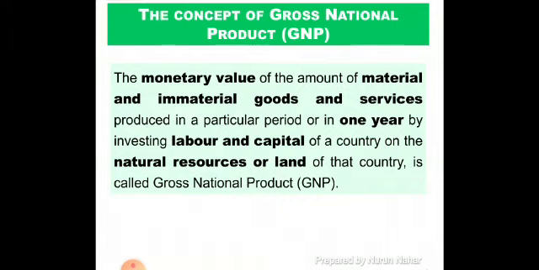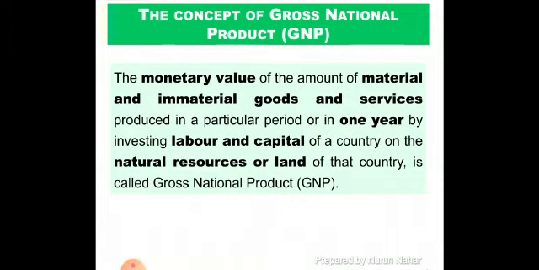Labor and capital, these two are factors of production. Natural resources or land is also one of the factors of production. Let's see the definition. The monetary value of the amount of material and immaterial goods and services produced in a particular period of time or in 1 year by investing labor and capital of a country on the natural resources or land of that country is called gross national product or GNP.